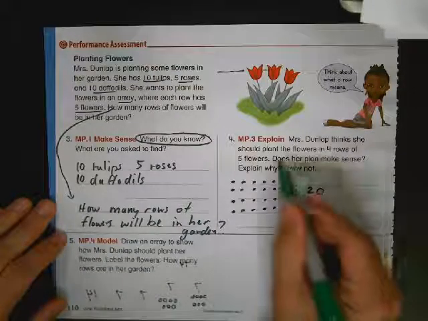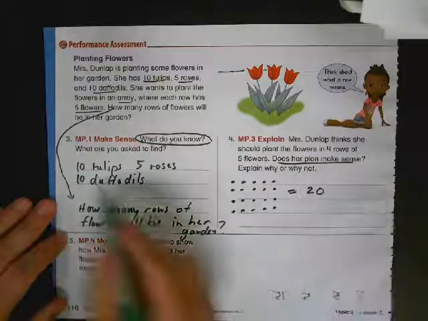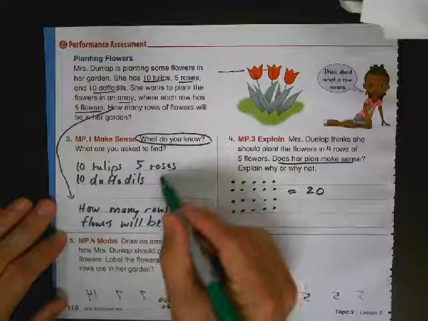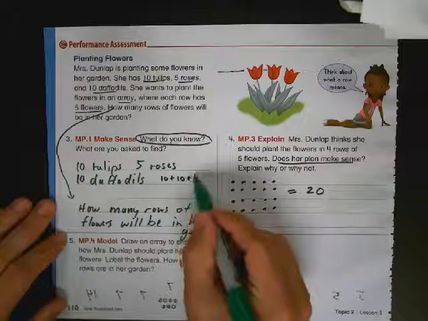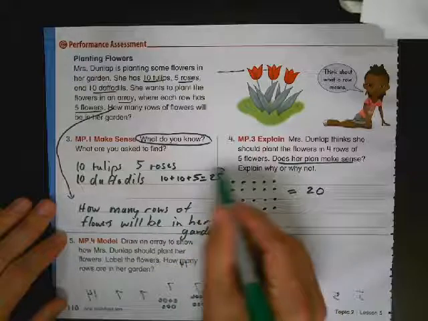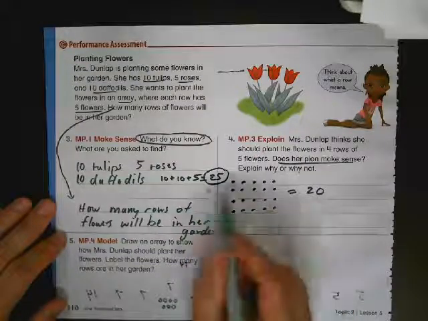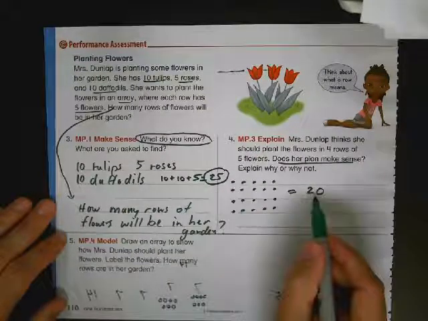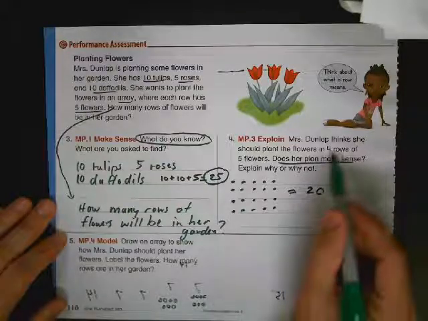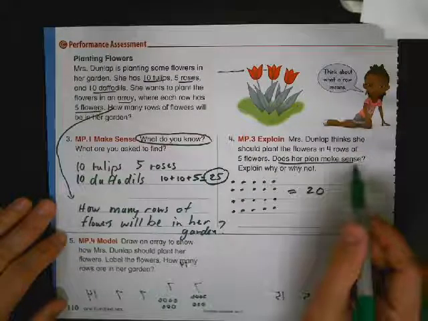Does her plan make sense? Well, this is when this helps. I know she has 10 plus 10 plus 5. 10 plus 10 plus 5 equals 25. Well, she has 25 flowers. Over here it says she should do 4 rows of 5 flowers. Does her plan make sense?